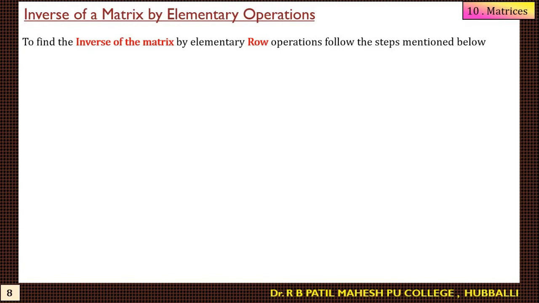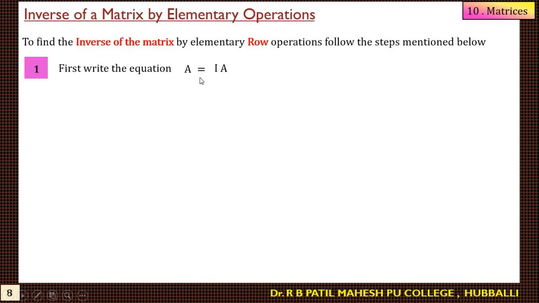So now, using row operations, what are the steps you have to follow to get the inverse of the matrix? To find the inverse of the matrix by elementary row operations, follow the steps mentioned below. The first one: first write the equation A is equal to IA. Suppose A is a given matrix, then to find the inverse of that A, first write the equation, if you are finding the inverse using row operations.